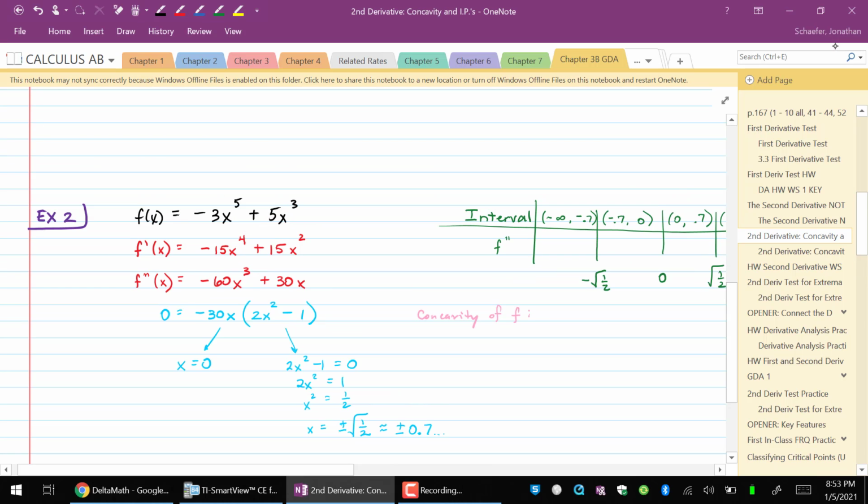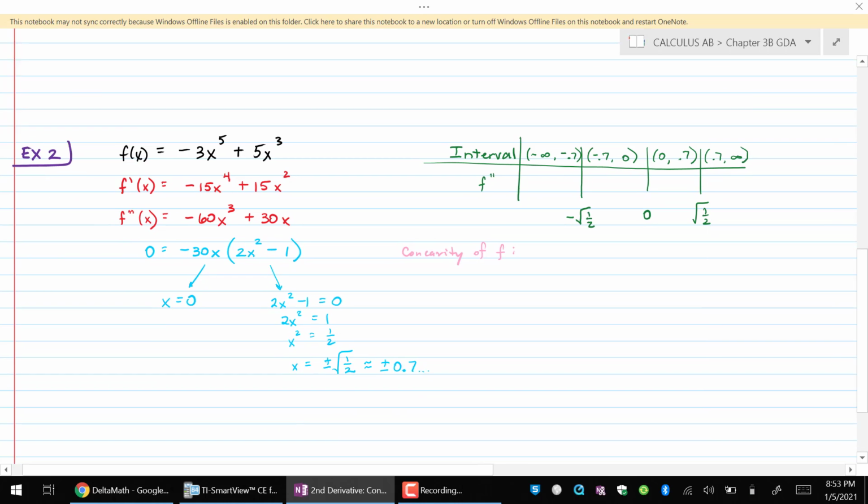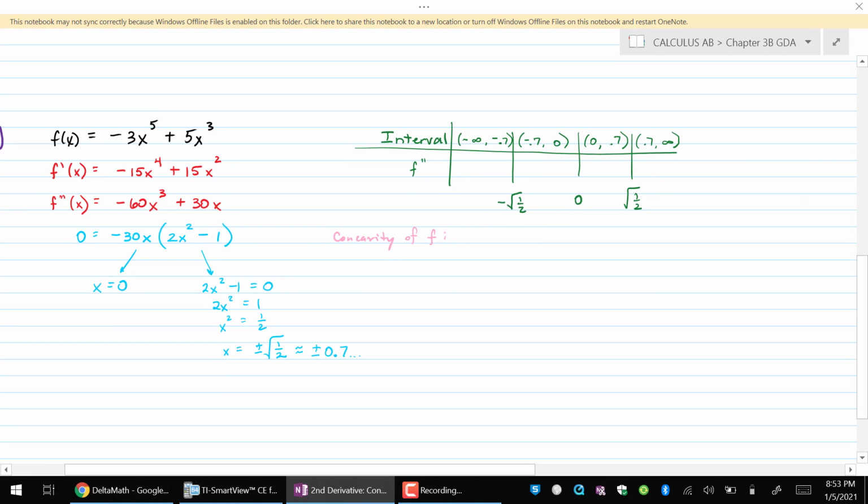And again, for the purpose of the video, I'll just jump into the sign chart and fill it in for you. You can test these values on your own. But this sign chart will actually go positive, negative, which means the concavity of f will be up, and then opens down, opens up, and opens down. So all three of those points are, in fact, inflection points, plus or minus √1/2 and x equals 0.